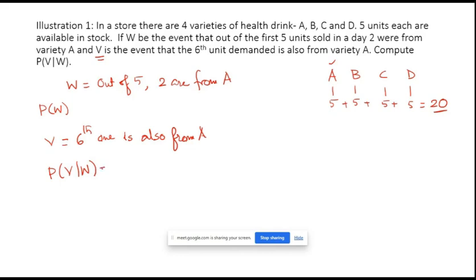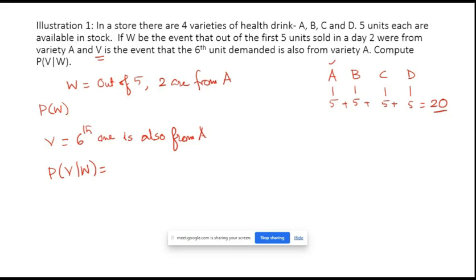What is the meaning of this? Meaning of this is that you already have the information that out of the 5 units demanded, 2 were from A, because you are sitting in the store. One person is coming, he is collecting some bottles. Another person is coming, collecting some bottles. So ultimately 5 units are sold till this stage. Now when the 5th unit is sold, you have seen that 2 of them were from A and 3 are from other varieties. I am not interested. 3 are from other varieties, B, C, D, maybe a combination, maybe 2 from B, maybe 3 from B also. Any possibility, that is not my concern. Now what is the chance that the 6th one demanded will also be from A?